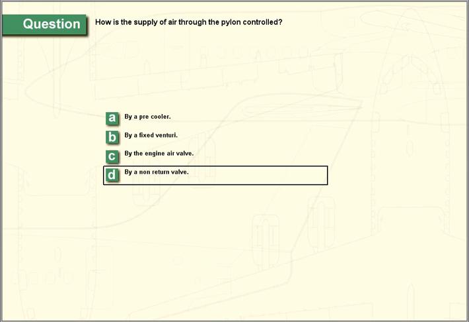Airframe systems. Air is distributed from the pylons to the left and right systems. How is the supply of air through the pylon controlled?